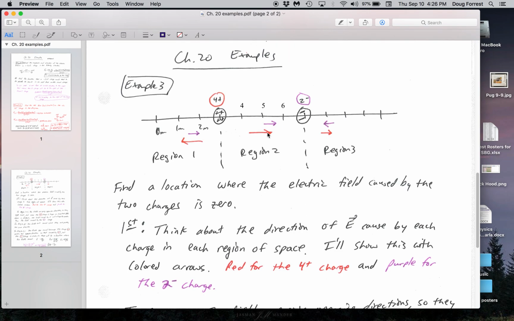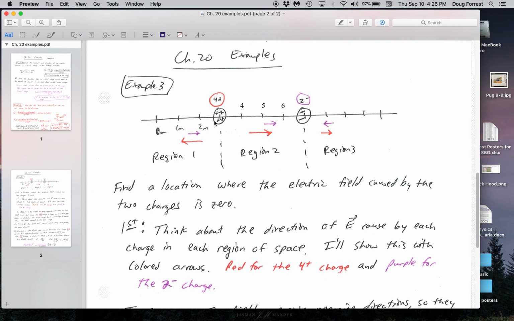So we want to find a location along here where the electric field is 0 caused by both those charges. So the first thing I want to do is think about the direction of the electric field caused by each of those 2 charges in each region of space. So I'm calling this region 1, which is to the left of both charges. Region 2 is in between the charges. And region 3 is to the right of both charges.